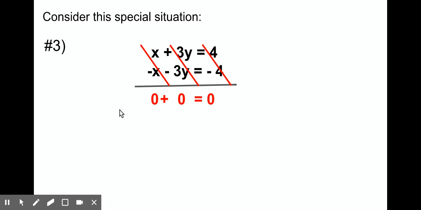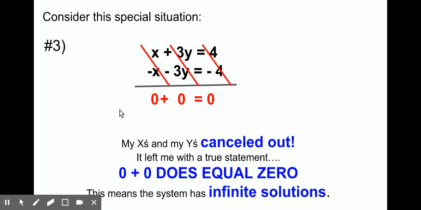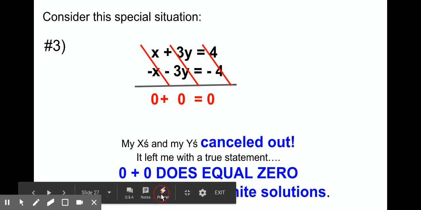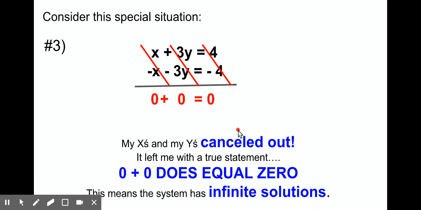So everything's gone. How do you solve this problem when everything canceled out? When everything cancels out, it leaves you with the truth. It is true. 0 plus 0 does equal 0. So when it tells you a truth like that, that means that this has an infinite amount of solutions. So anytime you're left with 0 plus 0 equals 0, that means your answer is that there's an infinite amount of solutions and you're done.